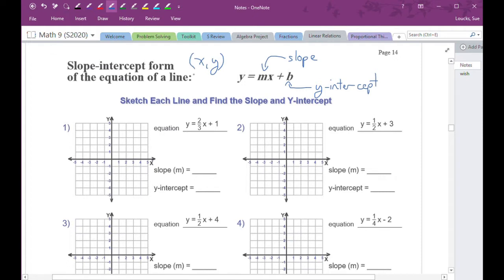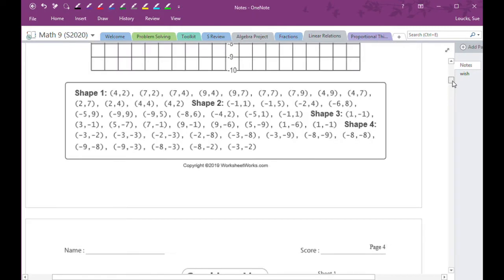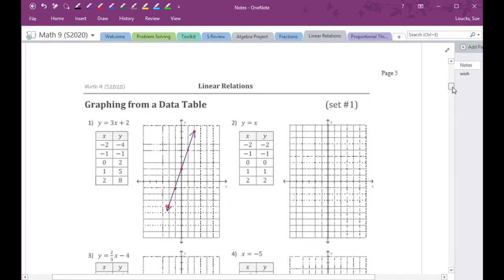So if I'm just going to zip back, don't get dizzy, I'm going to go back up to here. Let's look at this one, page 5. I gave you these points that satisfy this equation, and notice that if I were to count the slope on this page, 1, 2, 3 over 1. So the slope, rise over run, is 3 over 1, which is the slope right there.